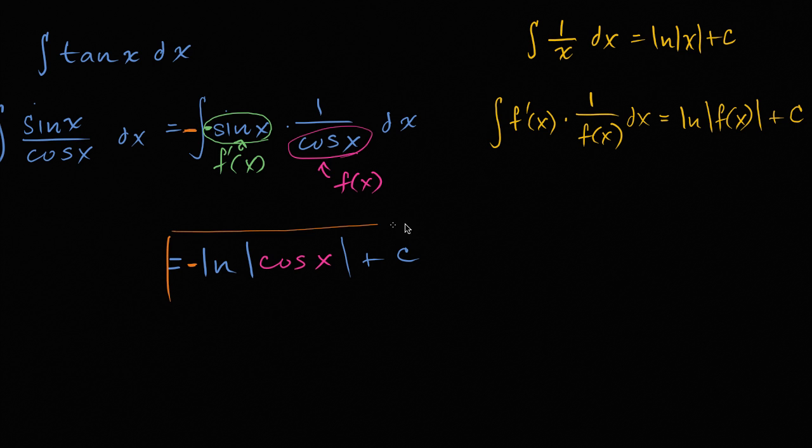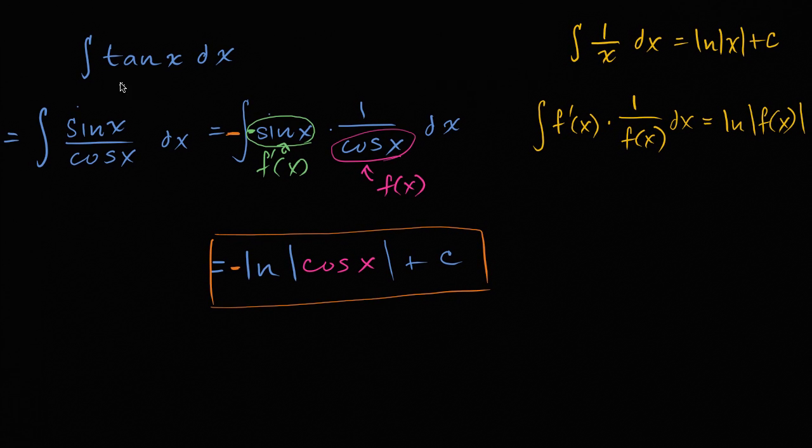And we are done. We just figured out, and that's kind of a neat result because it feels like that's something that we should know how to take the indefinite integral of. The indefinite integral of tangent of x is, and it's neat that these are connected in this way, the negative natural log of the absolute value of cosine of x plus c.